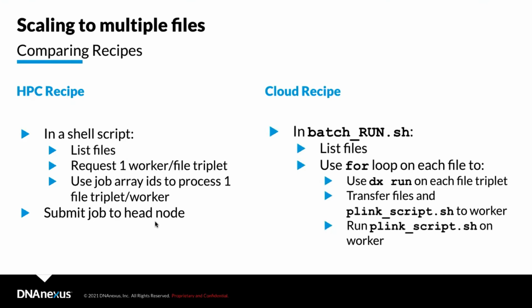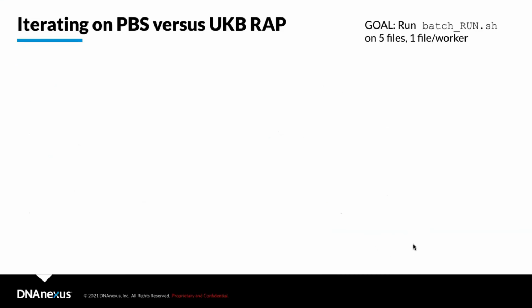On the cloud, the recipe is slightly different. We're going to have our shell script here. We'll list our files, and we'll use a for loop within our shell script to spawn a dx run command for each triplet. Within that dx run command, we'll transfer the relevant files and our plink script shell script, and then we'll run the plink script shell script, which is very hard to say quickly, on our worker. So that was the basic pseudocode.